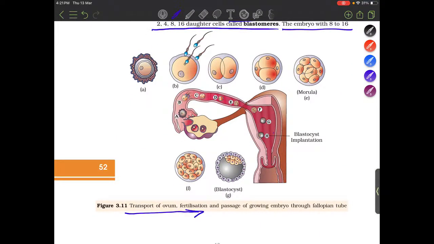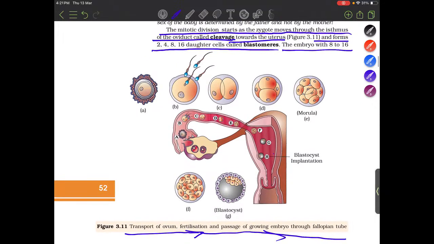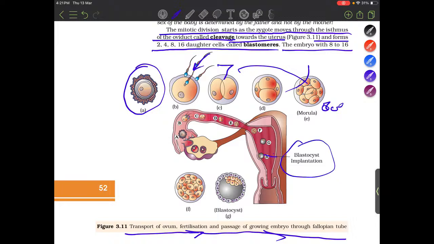Transport of ovum, fertilization and passage of the growing embryo through the fallopian tubes. So here is the ovum, fertilized by sperm to form a zygote. The zygote divides to form a morula, an 8-celled structure, and this is the blastocyst. This implants into the uterus.